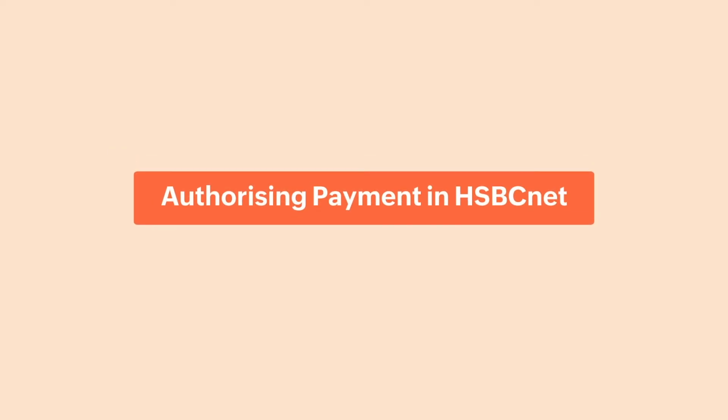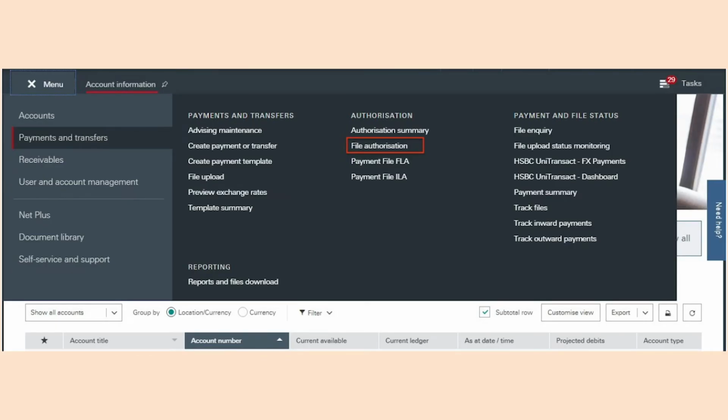If you had initiated a NEFT or RTGS payment from within Zoho Inventory, you will have to authorize that payment using file-level authorization. In FLA, you will have to authorize or reject a file which may contain one or multiple payments. To authorize a payment from HSBC Net, log into HSBC Net using your credentials, navigate to the menu, and select Payments and Transfers.